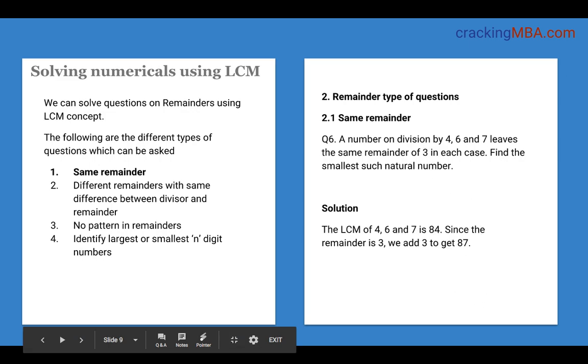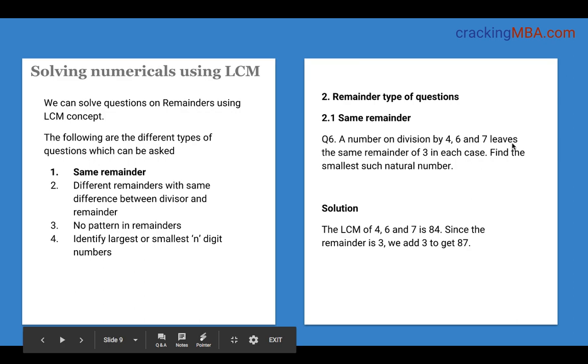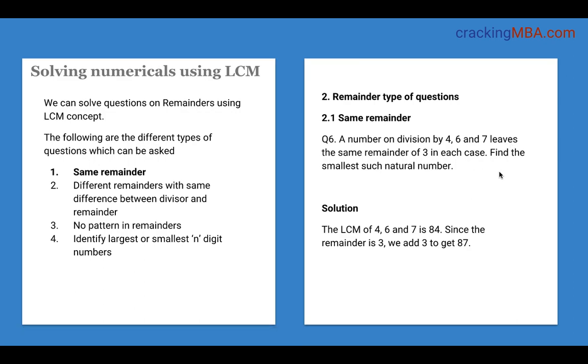Let's see another example. Here also we are saying a number is divided by 4, 6 and 7 and leaves the same remainder of 3 in each case. So this is the first type of question: different divisors, same remainder. Just take the LCM of 4, 6 and 7 and add 3 to it. The LCM of 4, 6 and 7 is 84, and then I add a remainder of 3 to that. So I get 87.